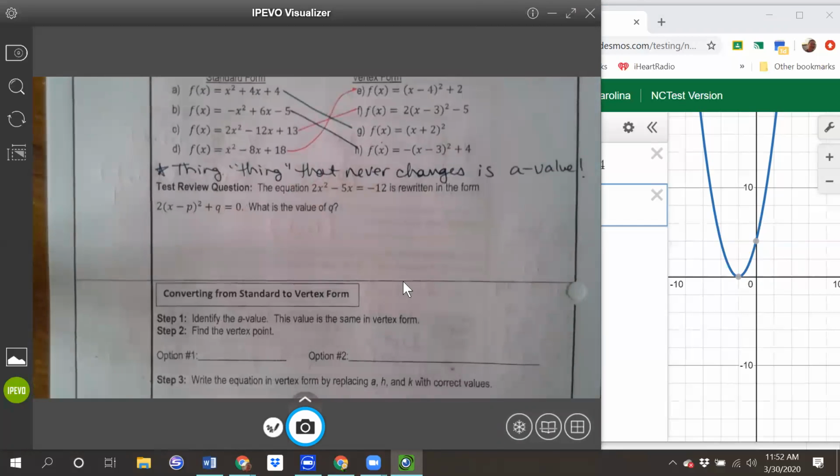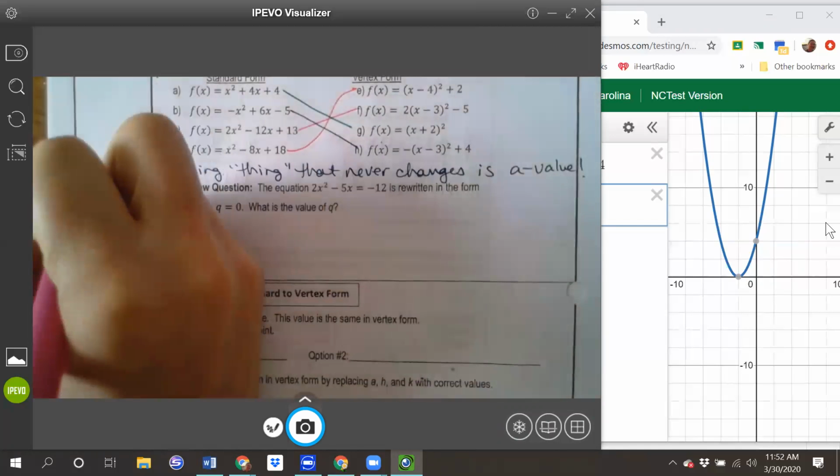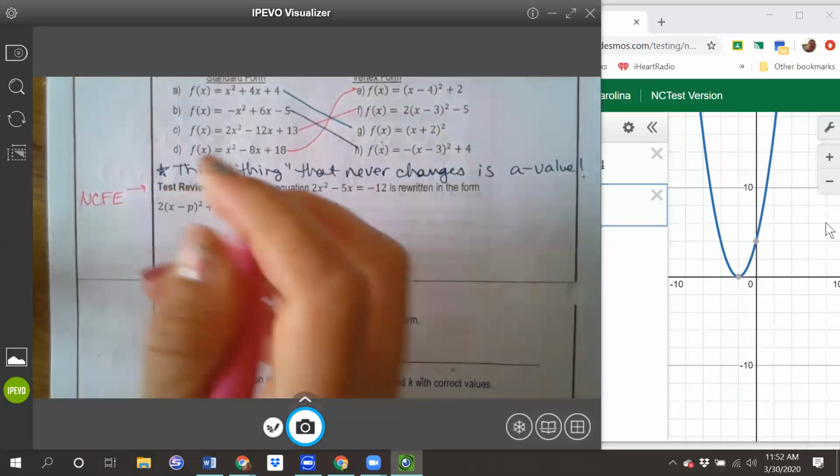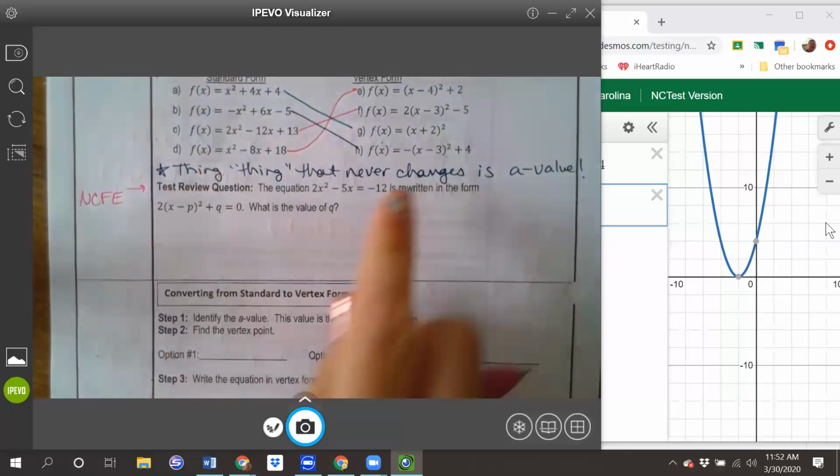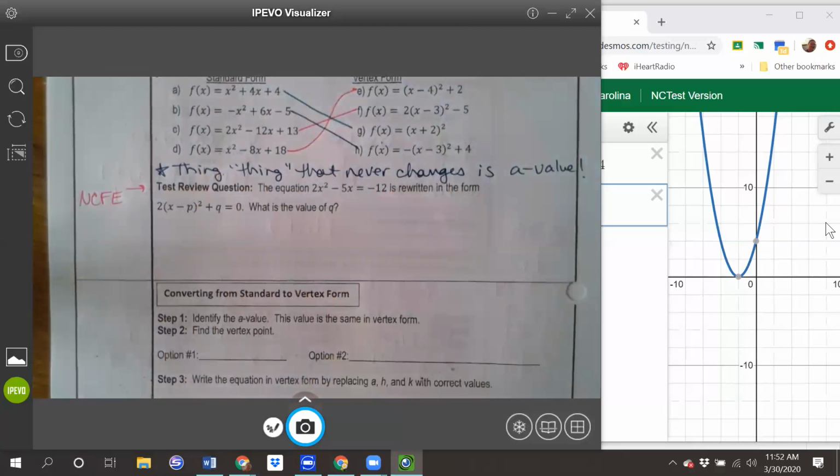So the purpose of this was to show you that standard form and vertex form is just a different version of the exact same graphs. This is a test review question. This was pulled off of a released NCFE, so your North Carolina final exam. This is one of the questions that used to be on the final exam.